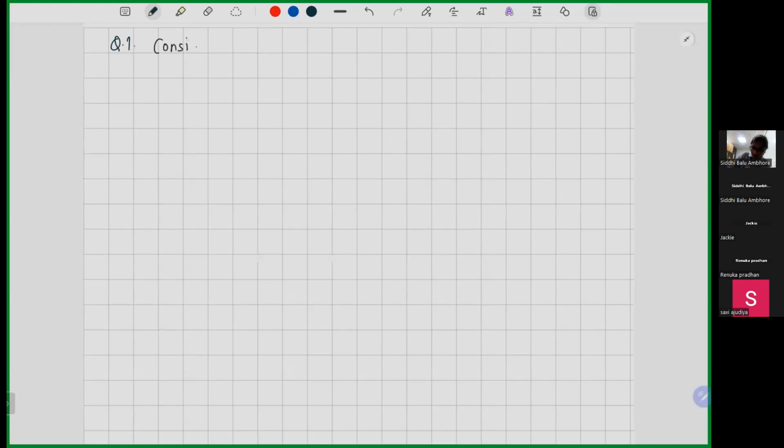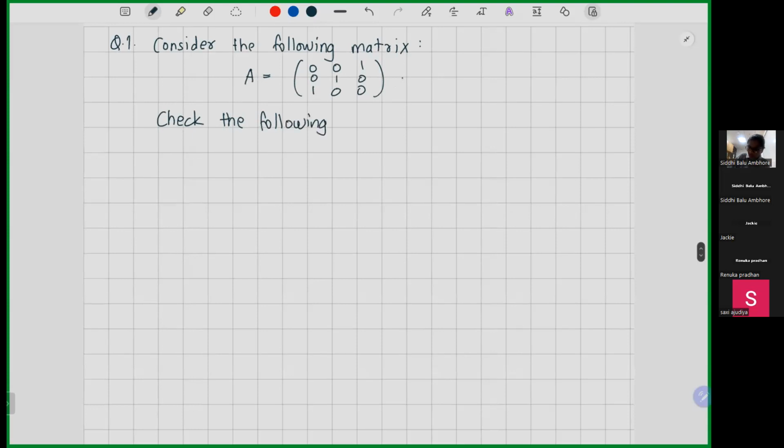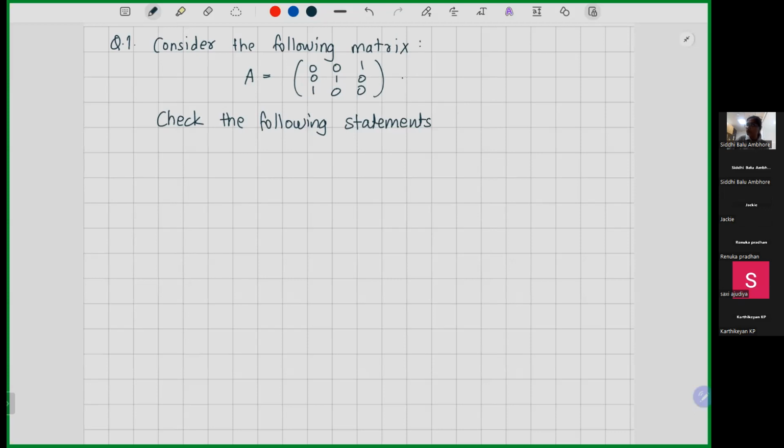Consider the following matrix. A is equal to 0 0 1, 0 1 0, and 1 0 0, and we have to check the following statements, whether they are true or false.